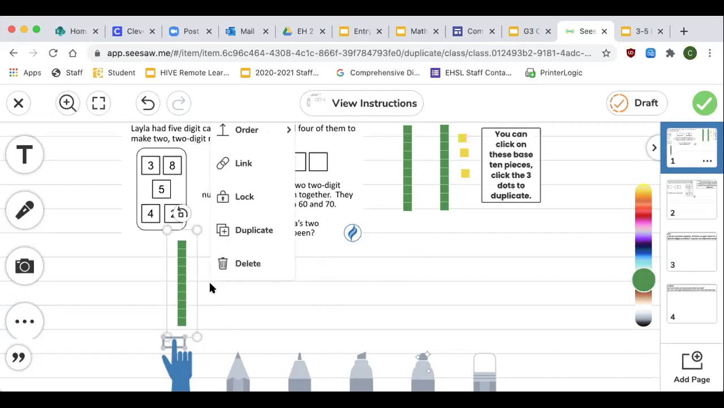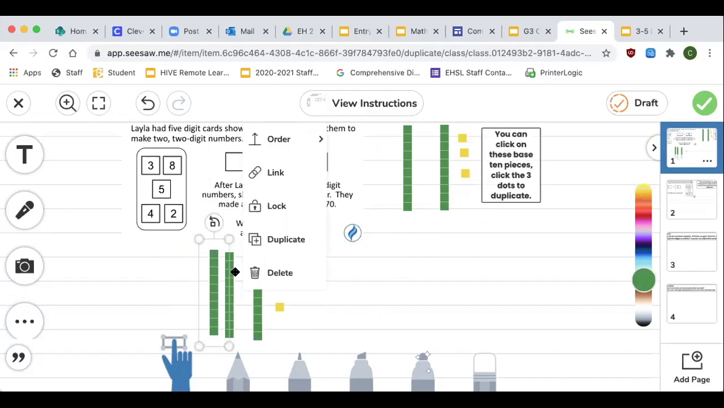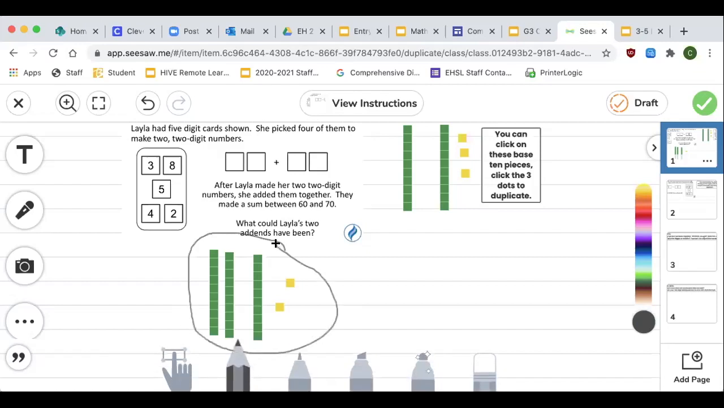So I can make a bunch more of these base 10 blocks. And I can move them around. So let's see. Here I have 32. And you know what? For myself, because it's just how I think, I'm going to draw a circle around mine so I know that this is one addend.